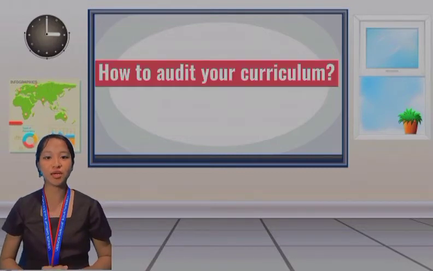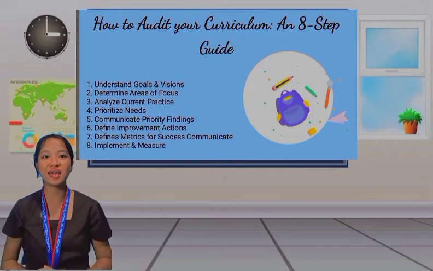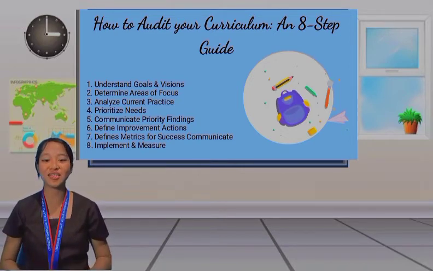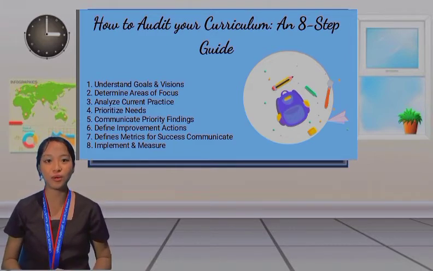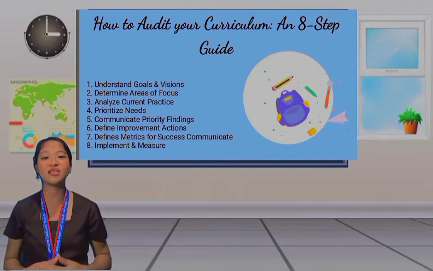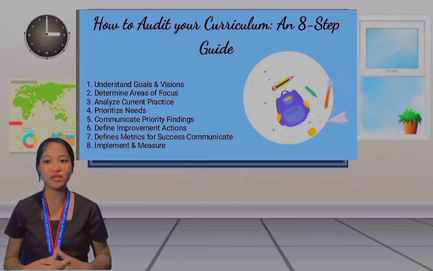How to audit your curriculum. So we have here an 8-step curriculum audit guide that helps you create an effective and transparent curriculum that your school can utilize for its intent. Learn how to audit your curriculum, how to do curriculum planning, how to find gaps within your plans, and align your school's curriculum goals. So the first step starts with understanding the goals and visions. In order to effectively audit, there must be an understanding of the district's and school's goals and visions.